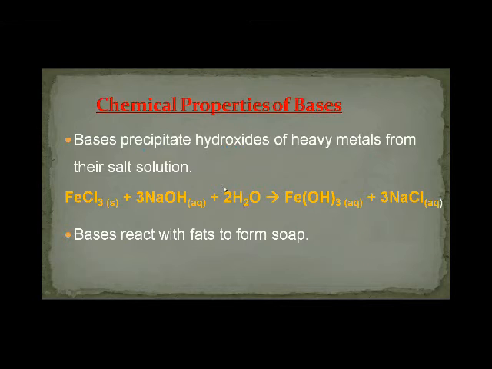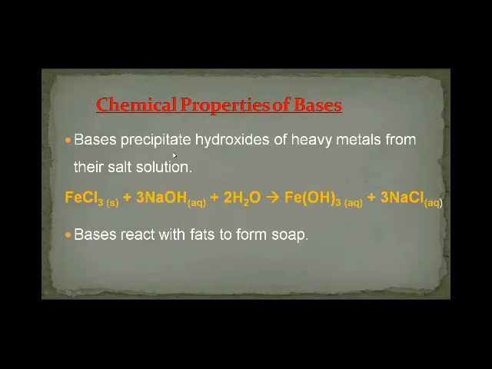Next we have another chemical property. Bases precipitate hydroxides of heavy metals from their salt solution. This means bases reacting with a salt in the form of a solution will precipitate insoluble particles that are left. What is a precipitate?